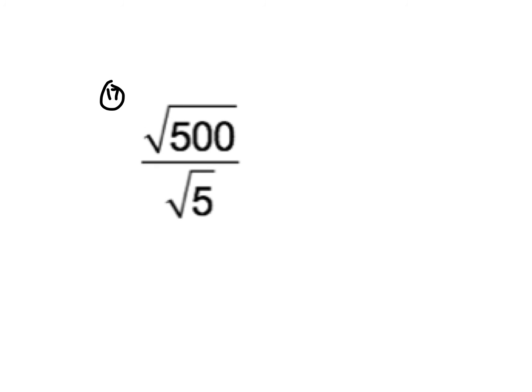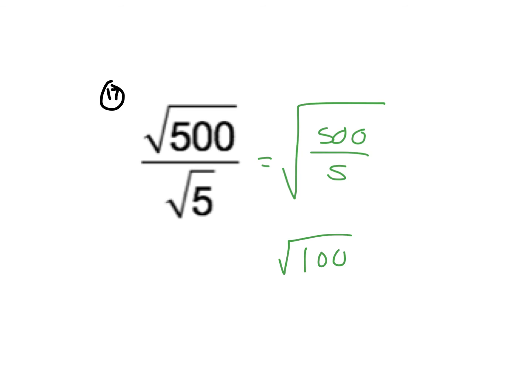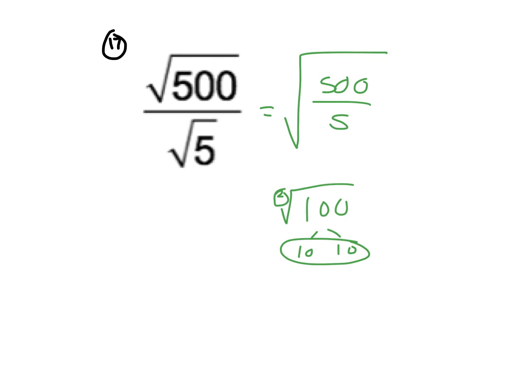So 17. Do these have the same radical? Yep, so we can divide them. So we're just going to put them under one big radical, and we have 500 divided by 5. What's 500 divided by 5? 100. And then we can break down 100. What are 2 factors of 100? 10 and 10. We could keep breaking this down, but we don't really need to because we already have a pair, and we know we're circling groups of 2 here. So I could just circle my 2 10s, and what would my answer be? 10.